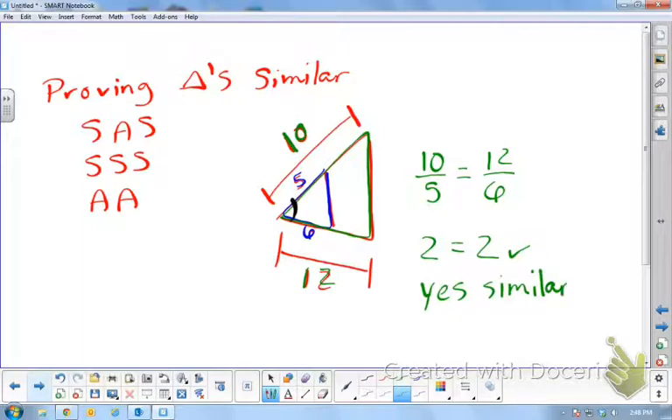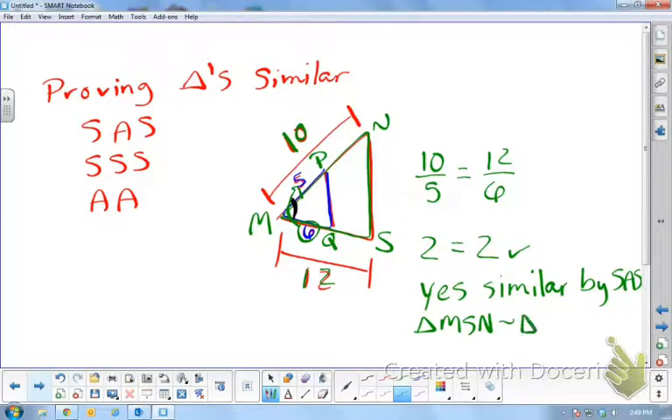They gave us a side to an angle to a side, so by side, angle, side. And if I gave them names, so M, S, N, P, Q, we could also set up our triangle similarity statement. Triangle MSN is similar, where they're proportional, it's similar, not congruent. Similar to M, we have to go in the same order, so we went from M to the bottom right, so M to Q to P.